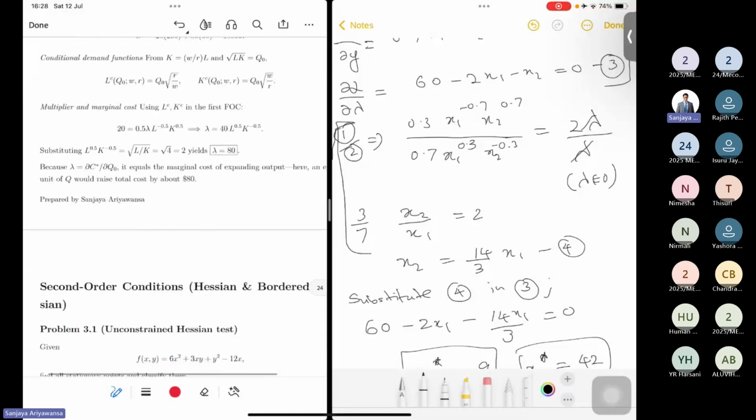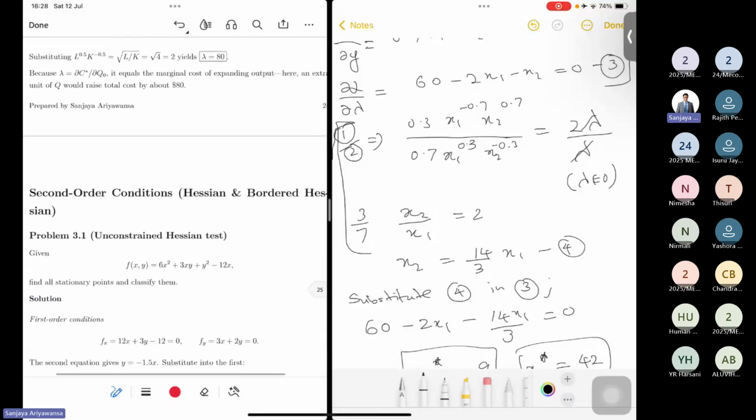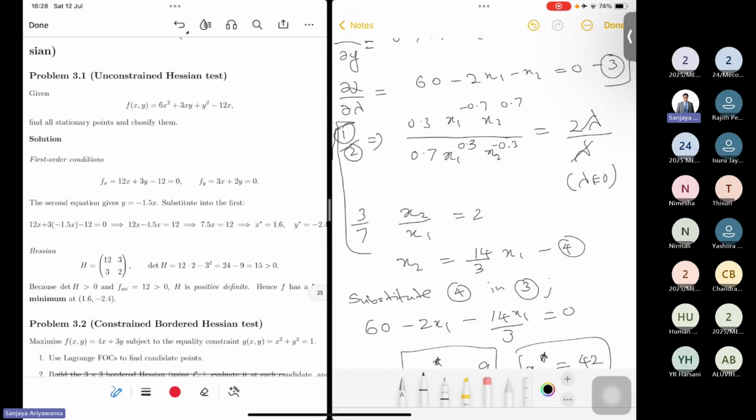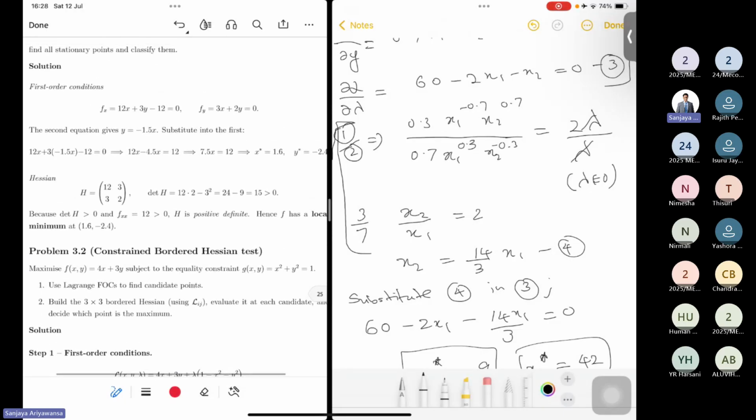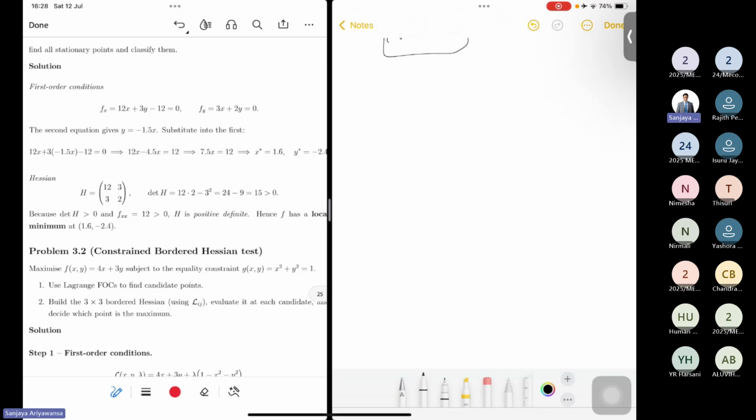Let's see with the second order conditions. Yeah, let's look at this particular problem. So I've given the solution, but let's have a look at the problem. So we are looking at a constraint problem, and we are introducing the bordered Hessian test to check whether the x and y values actually give us the maximum value for this particular function.